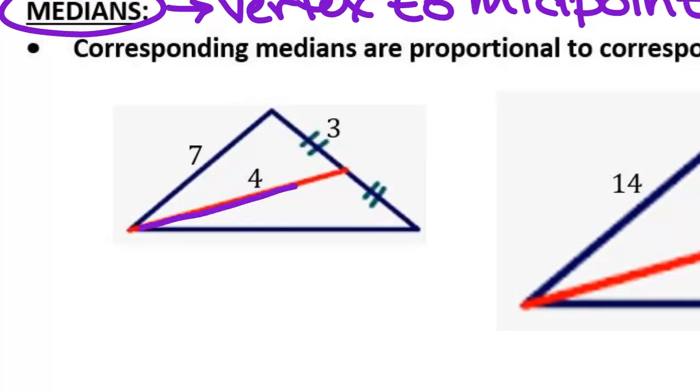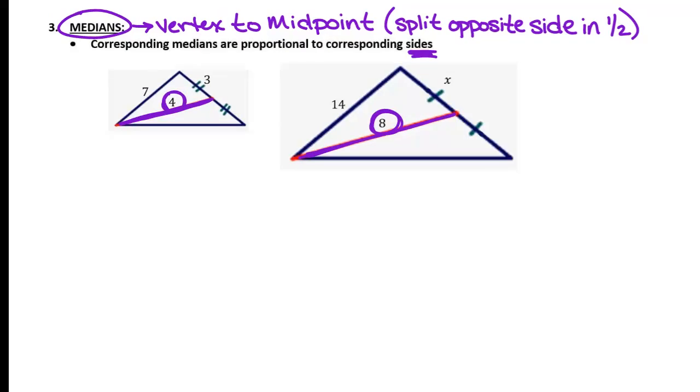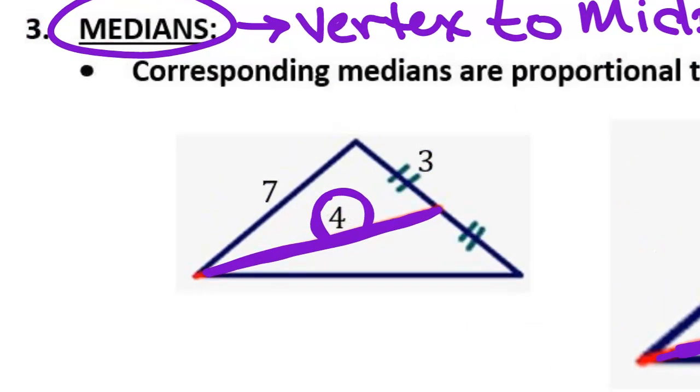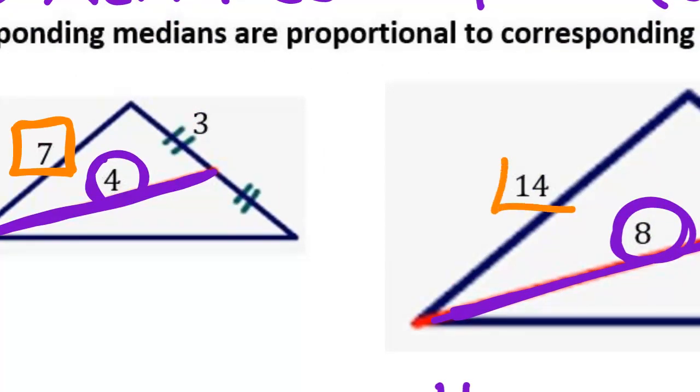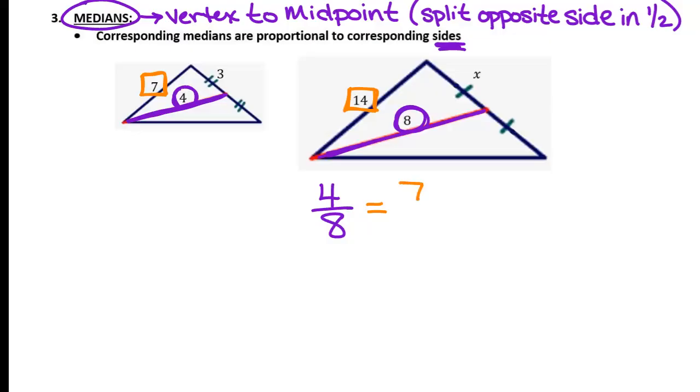So here I have a median running right through my triangle, and it is 4. Here I have another median running through my triangle, and it is 8. So I can set up a fraction of 4 over 8. 4 over 8 would be equal to, and then I can match up these two corresponding sides, 7 over 14.